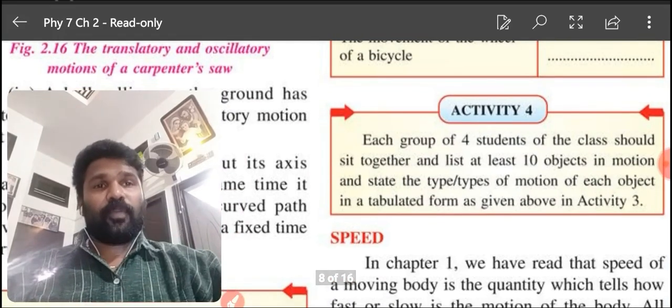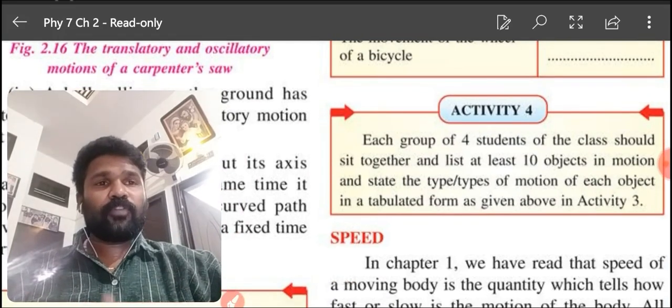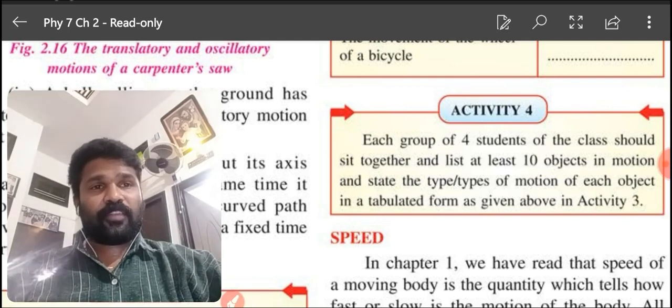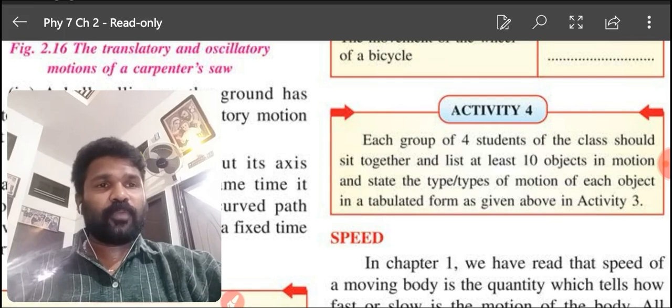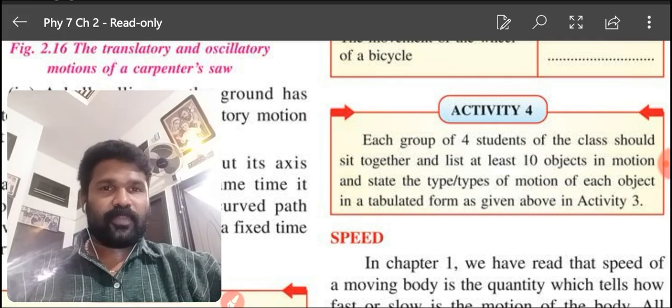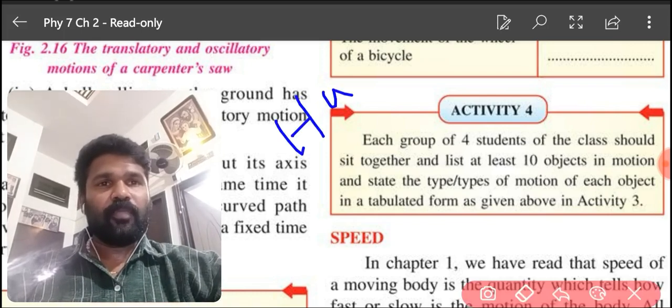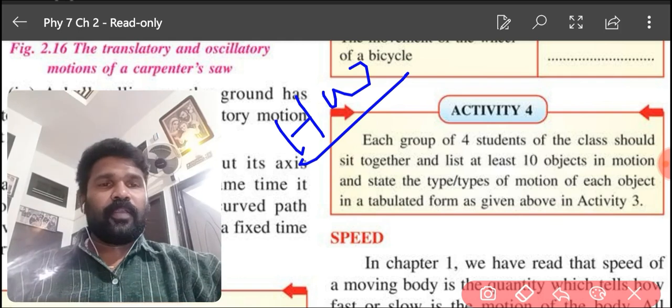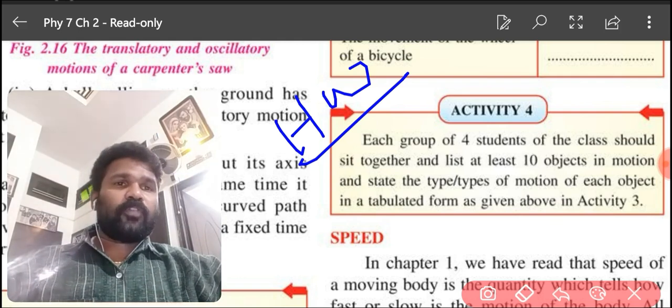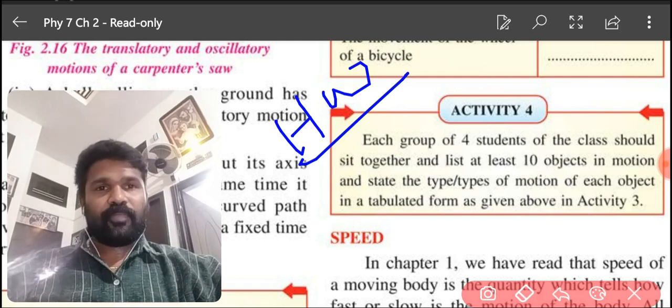Now activity 4. Each group of 4 students of the class should sit together and list at least 10 objects in motion and state the type or types of motion of each object in a tabulated form as given above in activity 3. This is also one activity for homework. Clear? Each group of 4 students of the class, this can be done in the class only, so we will do it in the class.